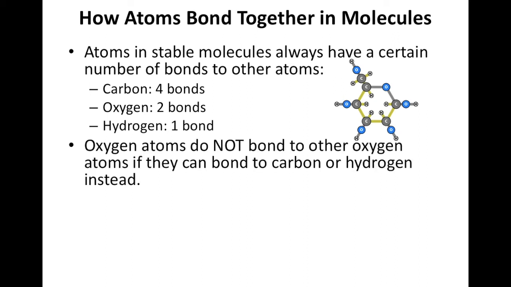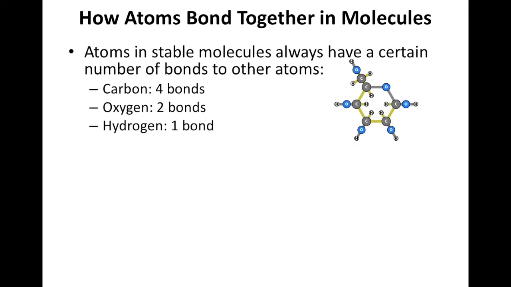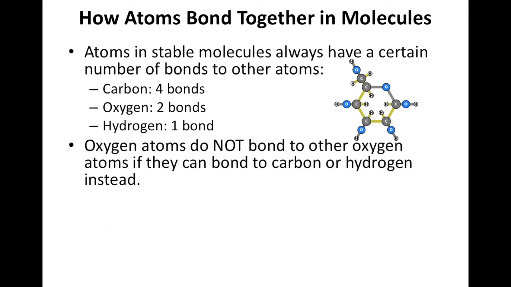Now, usually oxygen atoms are not going to bond to other oxygen atoms if they can bond to carbon or hydrogen instead. And remember, this has to do with electronegativity. So that greed for electrons. It doesn't really want to share its electrons with another oxygen. Let me just go ahead and write that down so you can remember this. So think back to electronegativity.